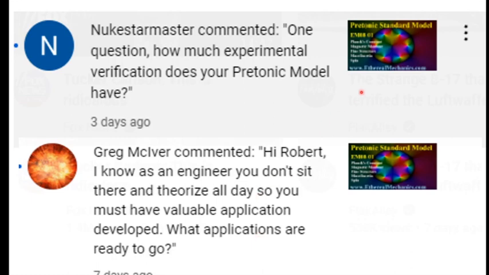From the Pretonic standard model, we had two questions. One question: how much experimental verification does your Pretonic model have? That's kind of an interesting question because I am matching the experiments that were obtained by classical physics. So if the models get the same answers that mainstream physics gets, then isn't that experimental verification? Or maybe he's asking how many other experimental verifications, and that dovetails with the next question.